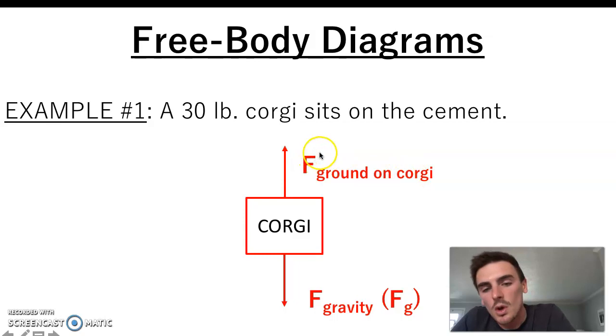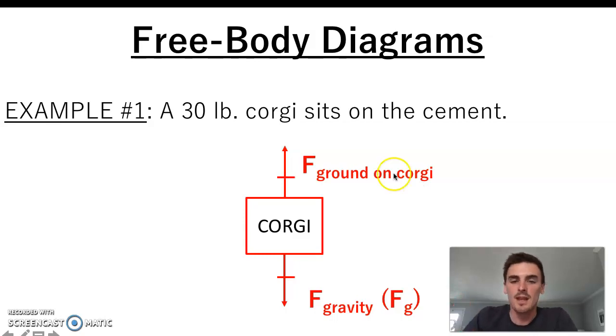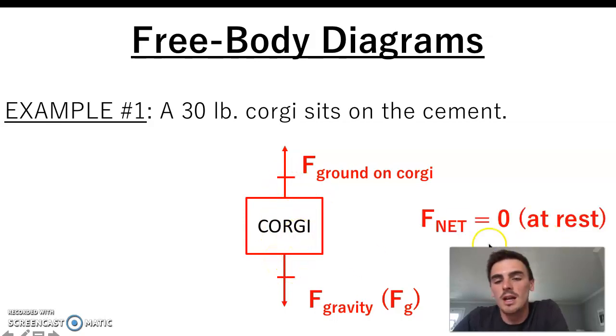So we show this force as the force of the ground on the corgi, because the ground's pushing back up. And just like in math, when we have an equilateral triangle, we can put little tick marks on those two forces to show that they're equal. And what we can now say is that those two things cancel out. So up and down cancel out, which means the net force on that object, that corgi, is 0, which means he's just sitting there at rest.